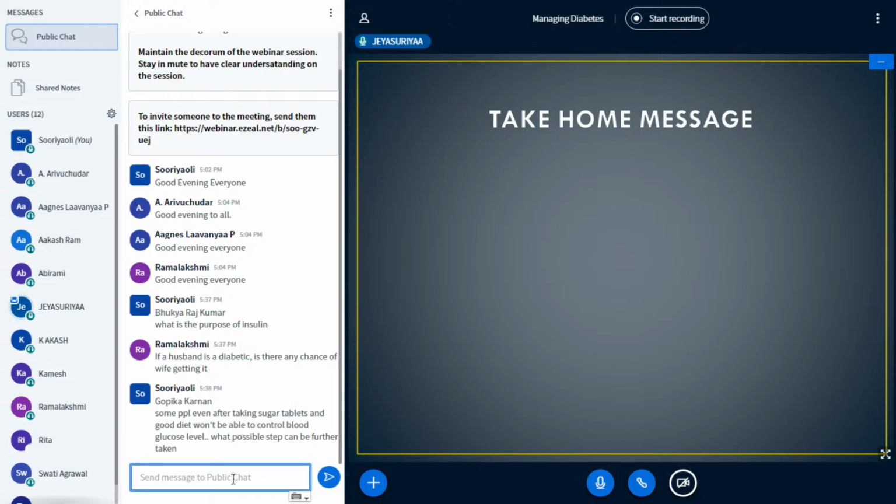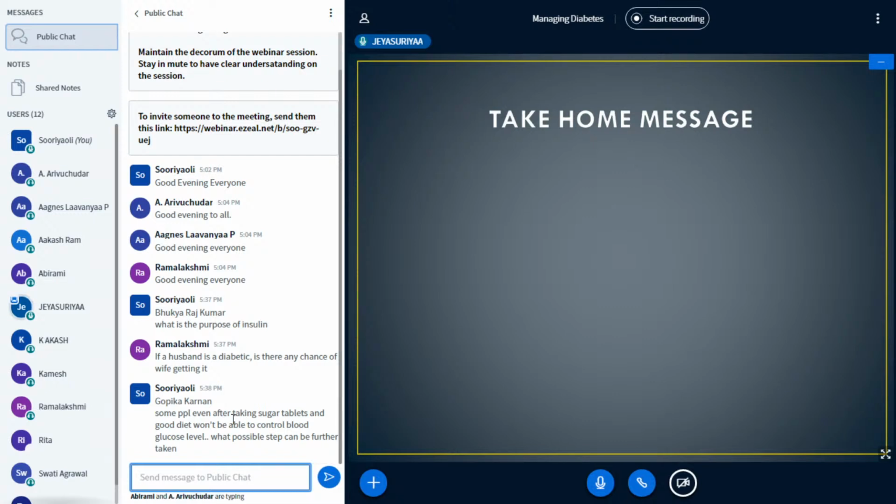Happy evening, Miss Ramalakshmi. If a husband is a diabetic, is there any chance of the wife getting it? Not at all. Only if it's something like the concept of Mendelian inheritance, where there is more possibility of only the offspring becoming diabetic, and not the wife or the husband becoming diabetic if one among them is diabetic.